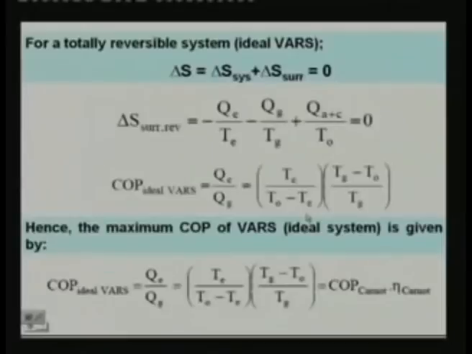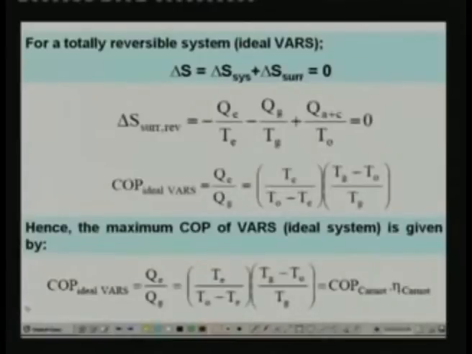Now, we started this discussion with a view to find out the maximum COP. As I said, maximum COP takes place when the system is ideal, and for an ideal system, entropy change is 0. Entropy change of the system is 0 for both ideal as well as real systems, because it is a cyclic process. So for an ideal system, in addition to this, this also should be 0. That means delta S surroundings for a completely reversible system is equal to 0. So if you equate this in the earlier expression, you will get this expression.